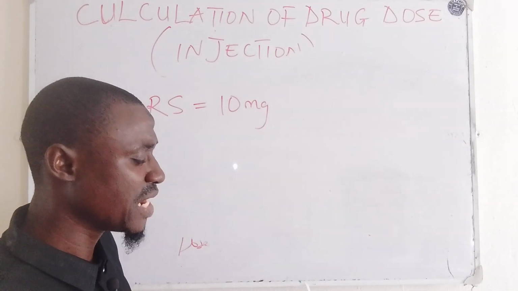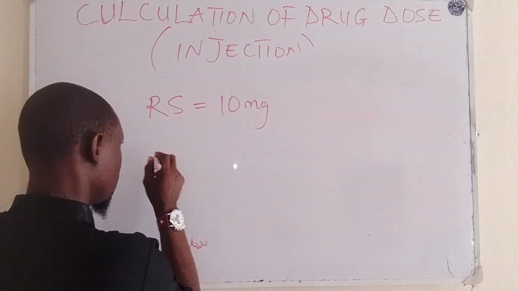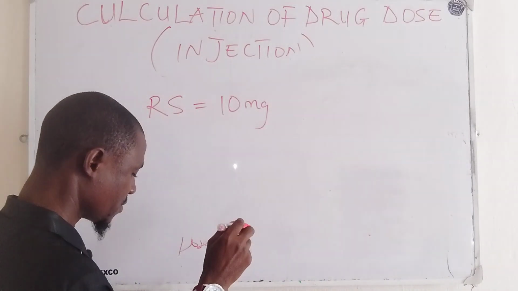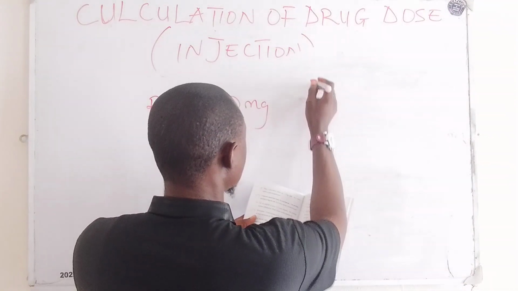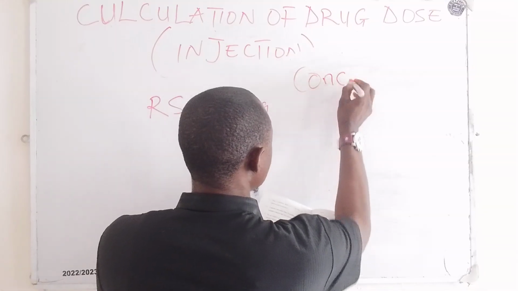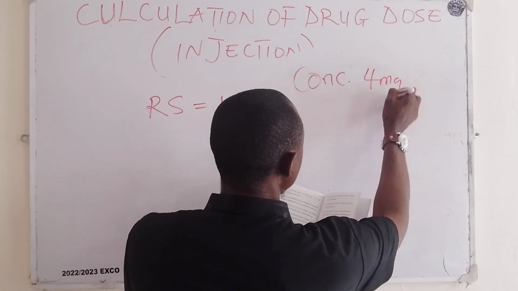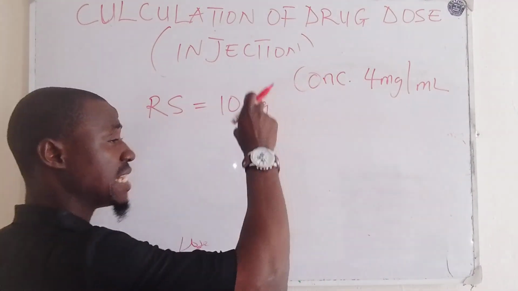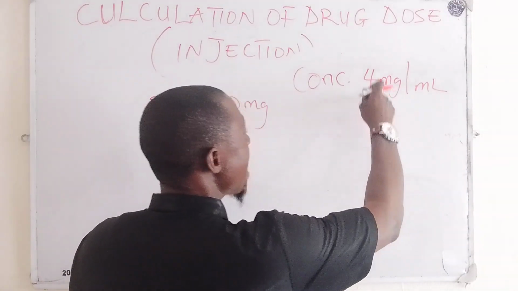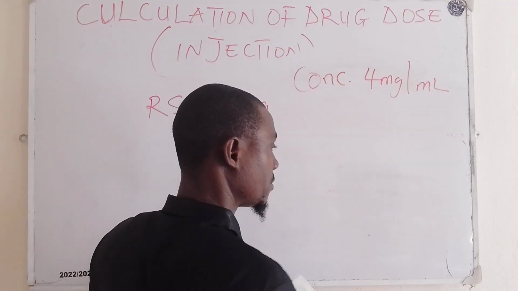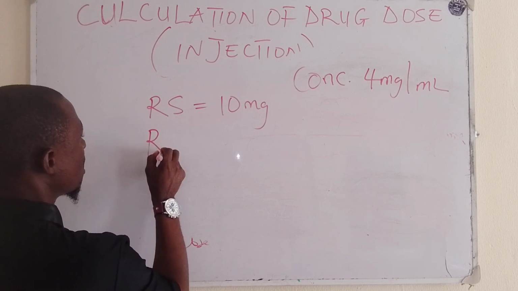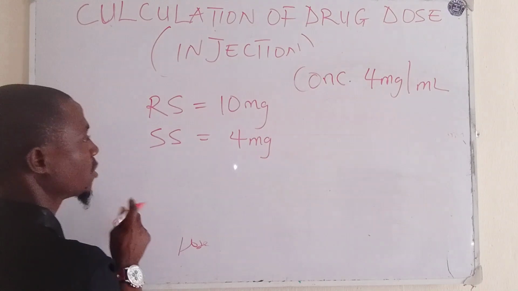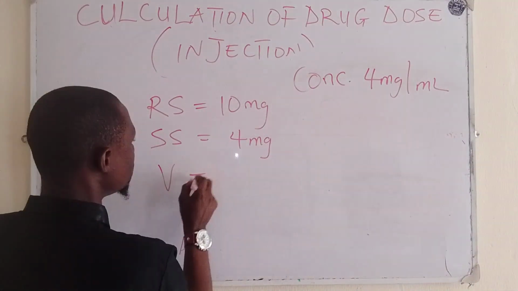The question reads, a patient is prescribed 10 milligrams of dexamethasone. The concentration available is 4 milligrams per mil. This concentration available is the same thing as your stock strength and the volume. So the stock strength of this dexamethasone is 4 milligrams, and the volume of the drug is 1 mil. My stock strength will be 4 milligrams, then my volume will be 1.